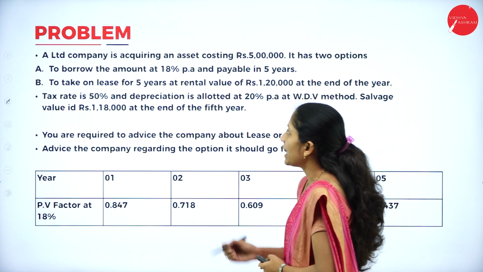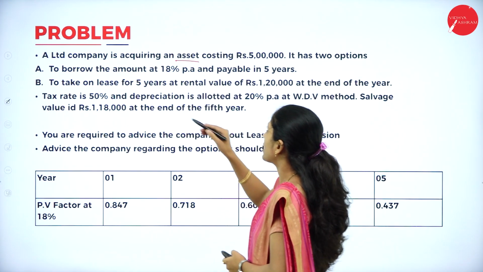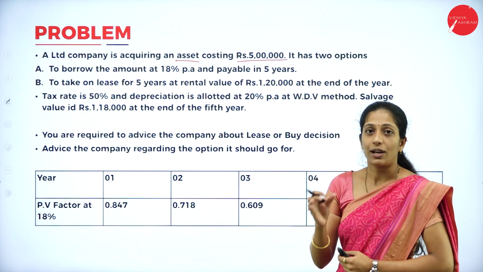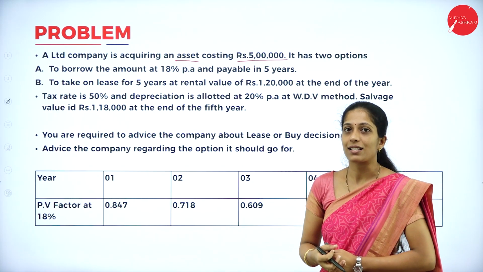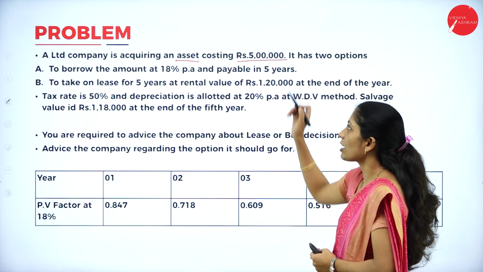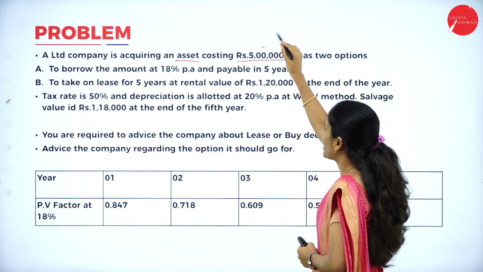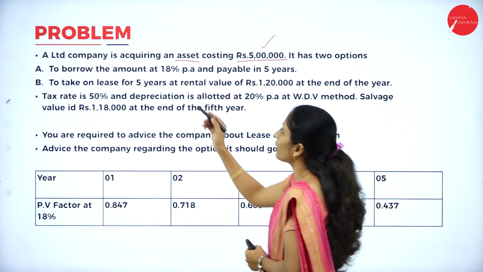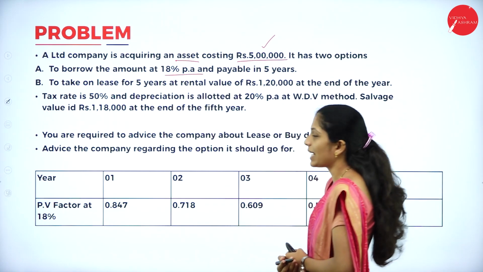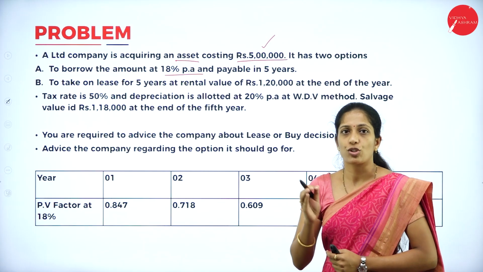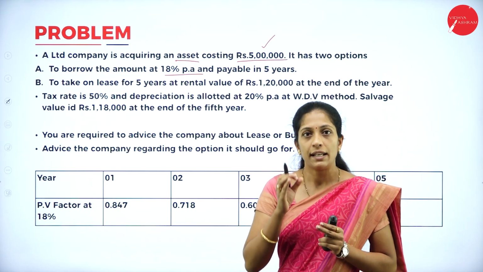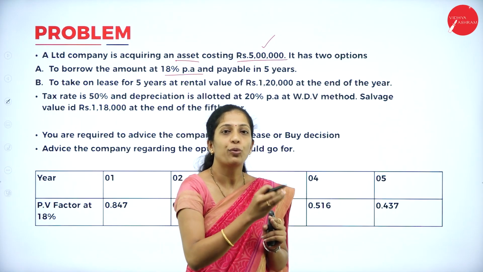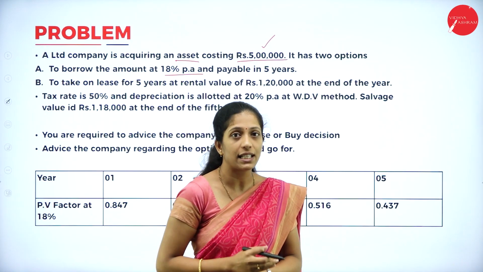So A Limited is acquiring an asset costing rupees 5 lakh. Now A Limited wants to acquire an asset and the cost of the asset is rupees 5 lakh. It has 2 options, that is A, to borrow the amount at 18% per annum. So we are going to solve a problem on lease financing, where in the question they will give an option to buy the asset or to go for lease financing.